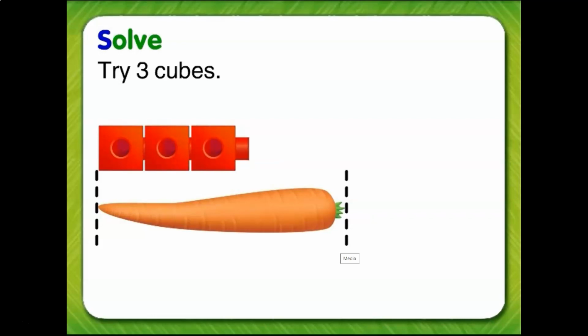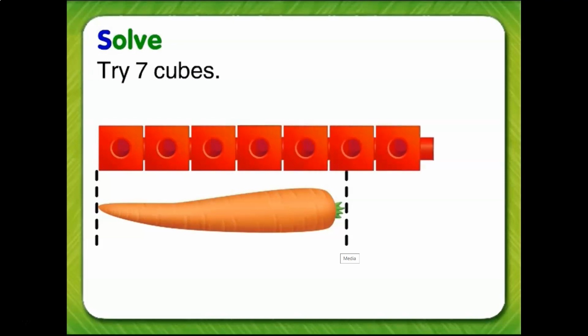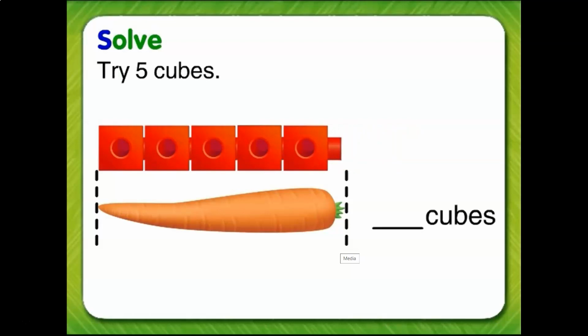The carrot is longer than 3 cubes. So, we need to revise or change our guess. Let's guess that the carrot is 7 cubes long. That is too long. The carrot is shorter than 7 cubes. So, we need to revise our guess again. We'll guess that the carrot is 5 cubes long. That is right. The carrot is about 5 cubes long.